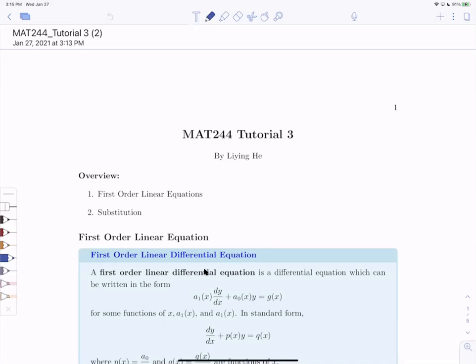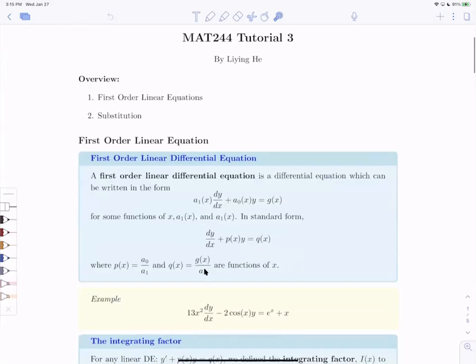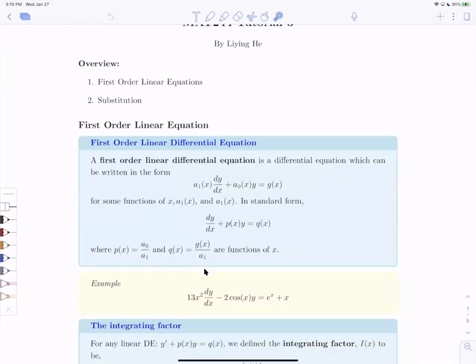Anyway, tutorial 3. So today your coordinator wants me to talk about first order linear equations. Mainly we'll talk about the technique called integrating factor, which is really useful. I will say it's simple but really useful. And then we'll talk about substitution. Next week we'll talk about exact equations and other stuff. But this week's material should be simple enough. Let's look at the definition.